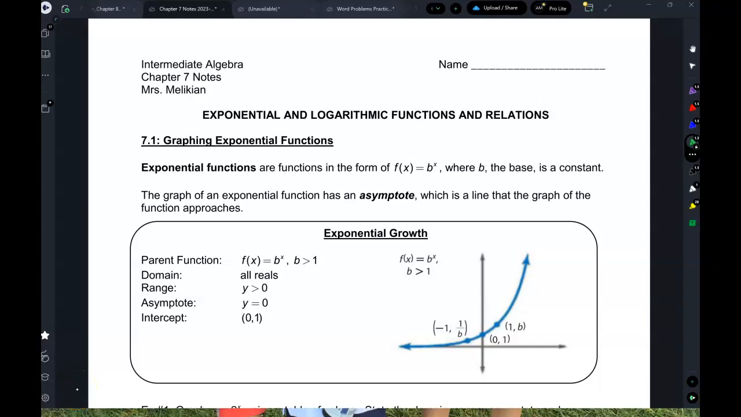In section 7.1, we're going to start talking about exponential functions. And first, we're going to start by graphing exponential functions. Until now, we've learned how to graph linear functions. We've learned how to graph quadratic functions. We learned how to graph square root functions, right? And now it's exponential functions. So let's talk about where exponential functions are used, basically.